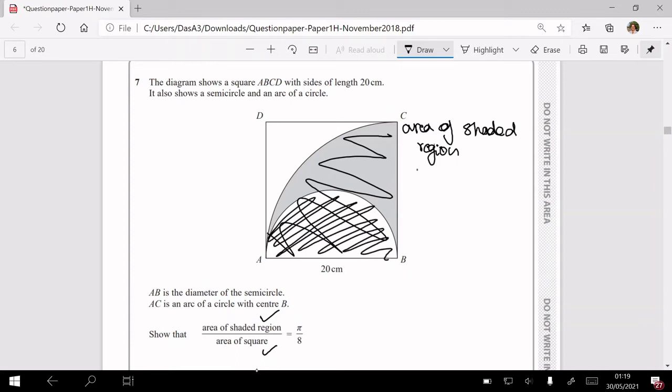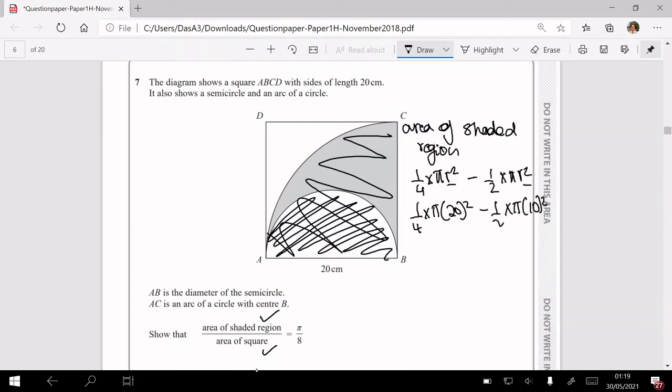So quarter circle is 1 over 4 times pi r squared and minus 1 over 2 times pi r squared. Now here's the thing, the r's in both circles are different. The first one has an r of 20 centimeters. That means that is 1 over 4 times pi 20 squared. The second one has a radius of 10, so that is half times pi 10 squared.